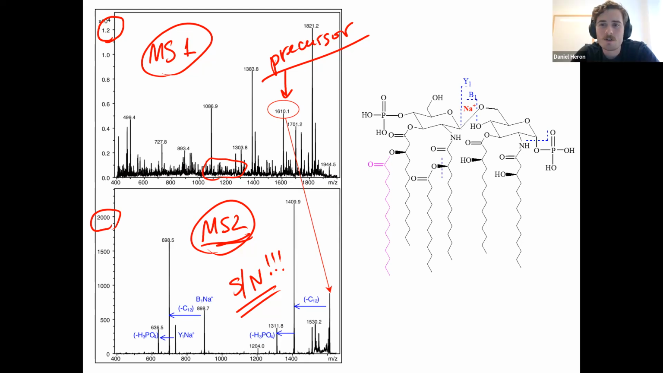I just have a quick question about this spectrum. Is this a positive ion, positive mode of this lipid A?